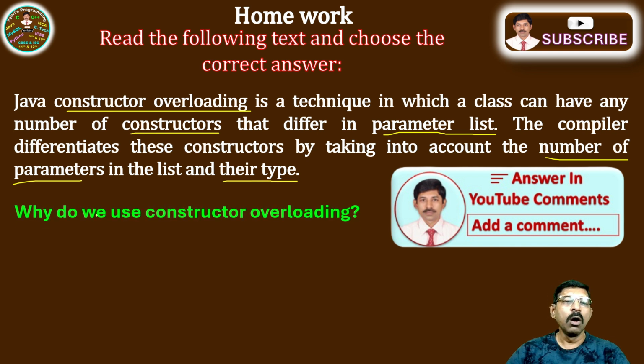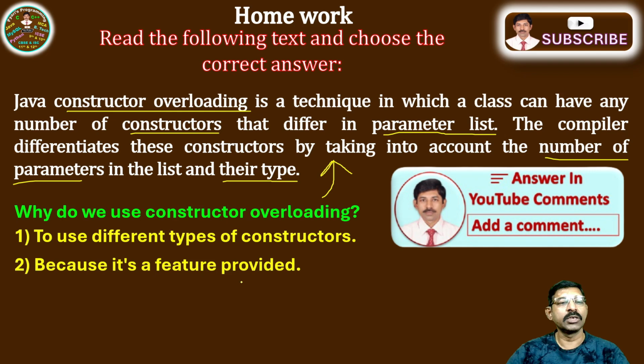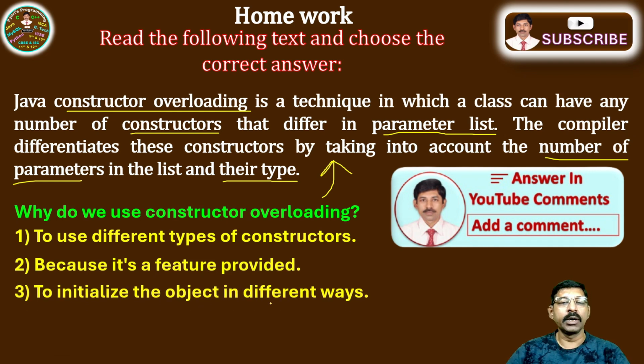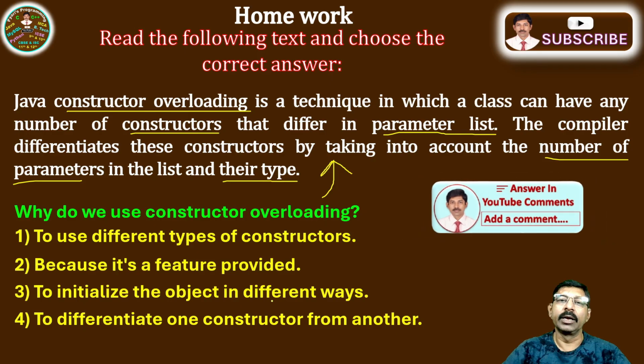What is the question? Why do we use constructor overloading? You have to find it from this definition: to use different type of constructor because it's a feature provided by Java to initialize the object in different ways to differentiate one constructor from another, which is the correct answer. So best of luck to all of you for your examination. Avoid the errors. Check your answer before submitting it. Thank you.